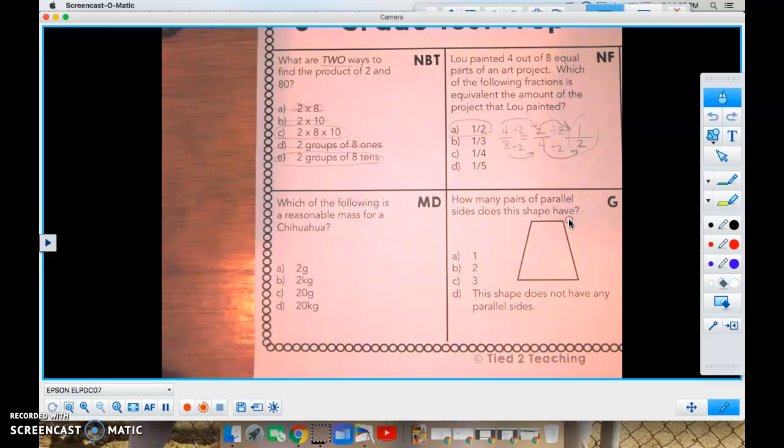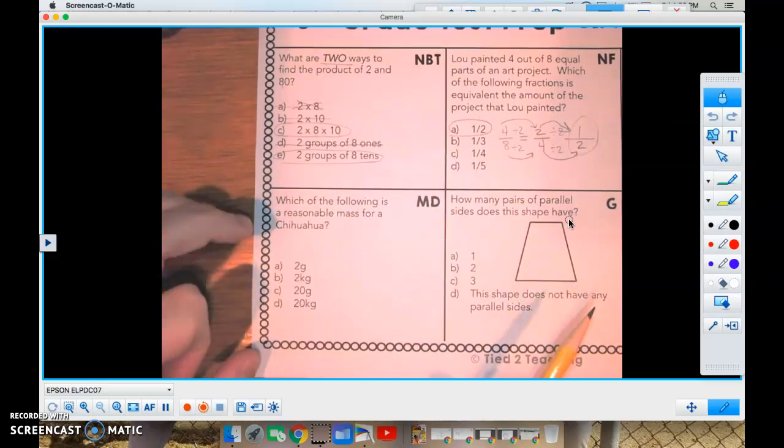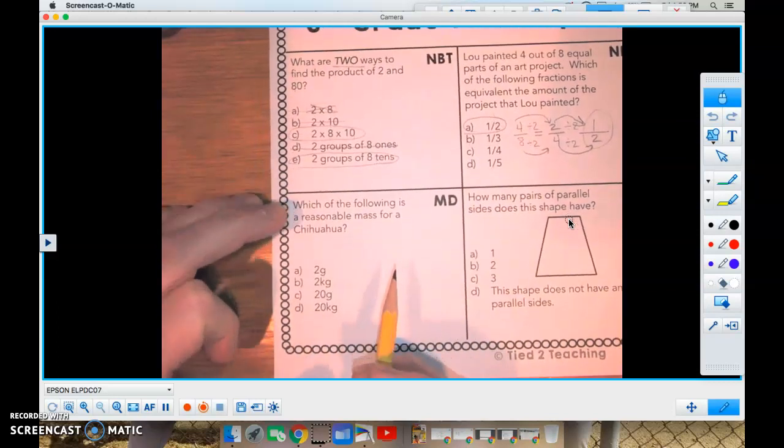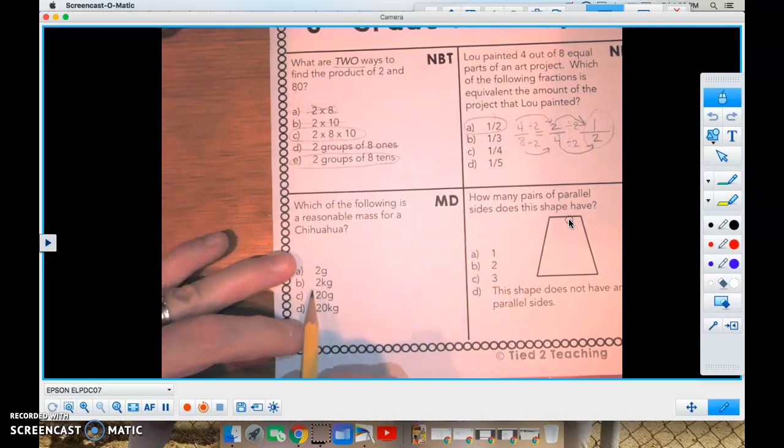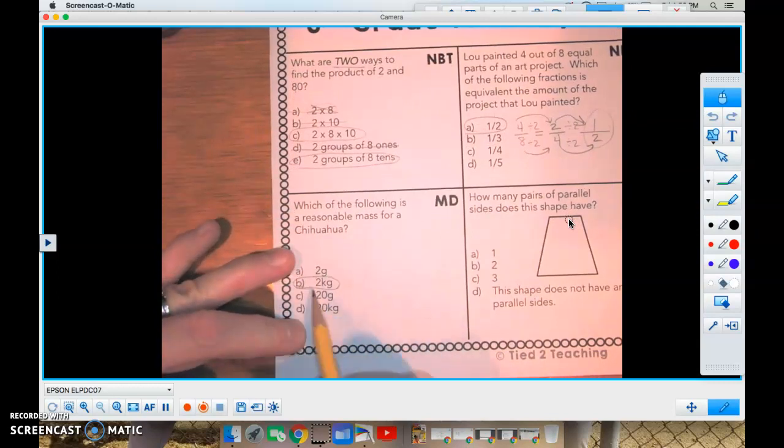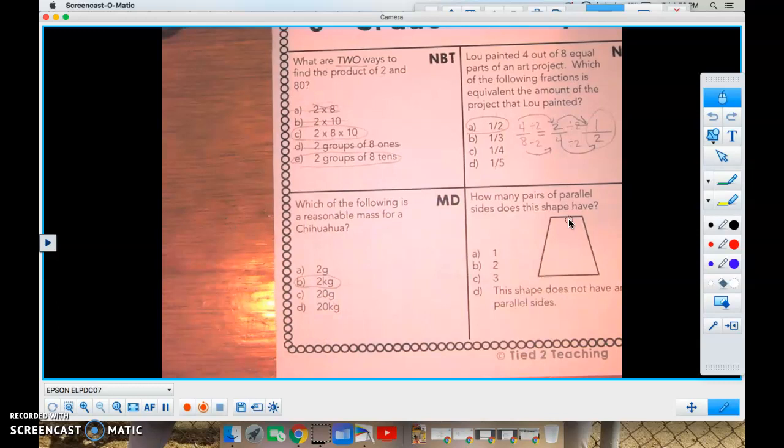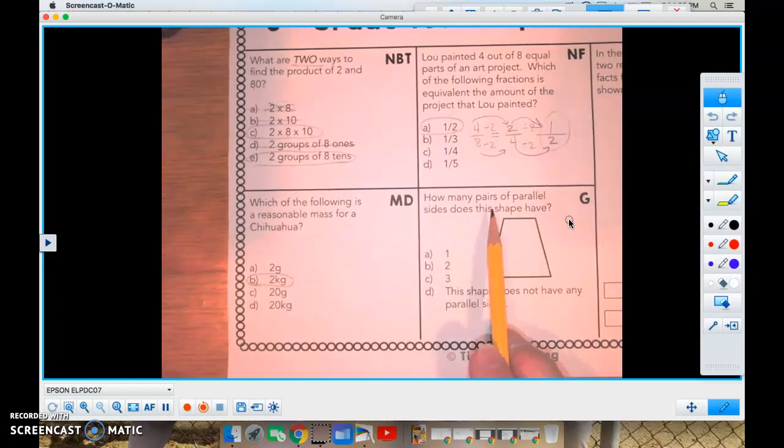Chihuahua is that little small dog. Maybe you've seen it on certain commercials or something before, but it's not a very large dog, okay? The best guess would be 2 kilograms, excuse me. All right, how many pairs of parallel sides does this shape have?